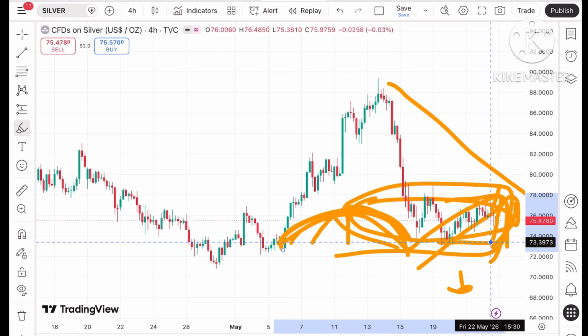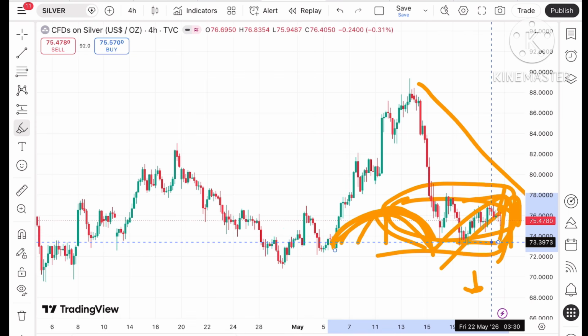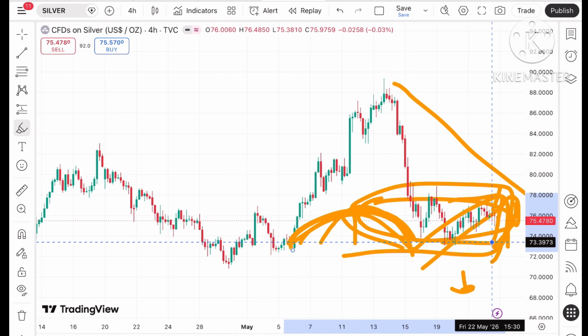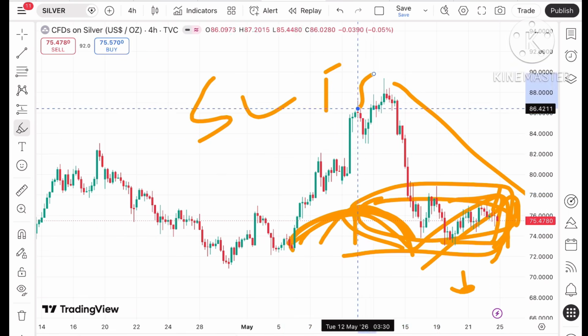Okay, so overall silver remains bullish in the long-term structure, but next week could bring major volatility in both directions. Okay, so breakout above resistance could trigger continuation higher, while rejection from resistance may lead to a corrective move lower. Patience and risk management will be critical. So you have to understand, put your SL and trailing SL, that is very important.